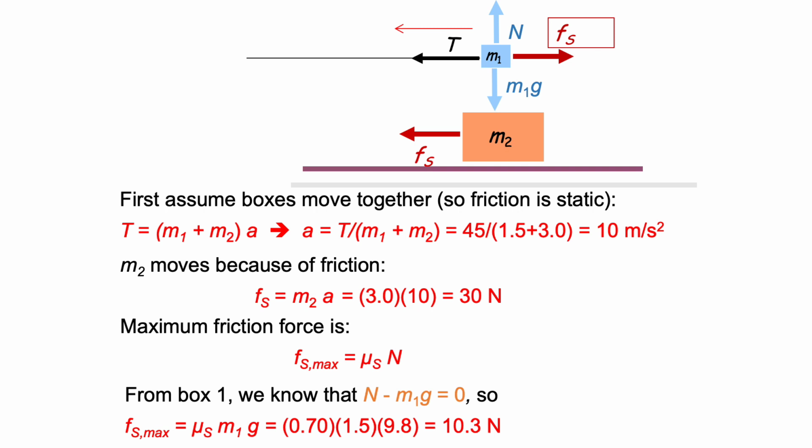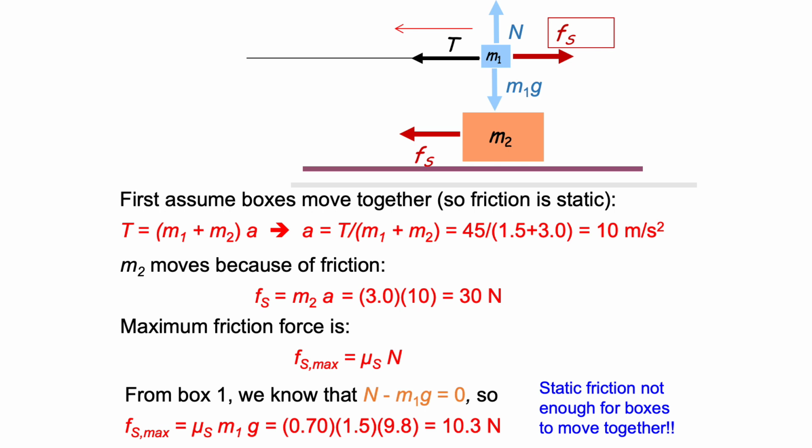And so what we end up getting is that the static friction, in order for M2 to be pulled with an acceleration of 10 meters per second squared, needs to be 30 newtons. The maximum allowed friction force for static friction is equal to mu sub s N. So if mu sub s N is greater than 30 newtons, then the static friction will be 30 newtons. It will be as large as it needs to be, and the two blocks will slide together. If the maximum friction force is less than 30 newtons, then if I'm tugging on the blue block, it's going to slip, and it's not going to really pull the orange block with it.